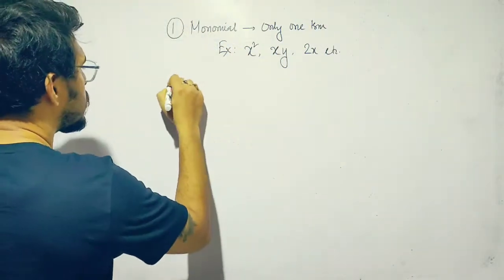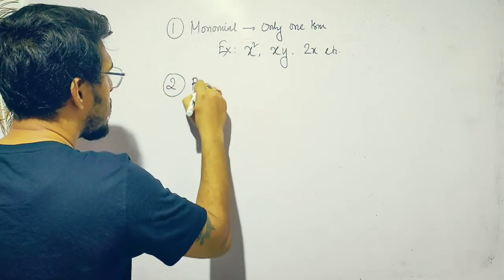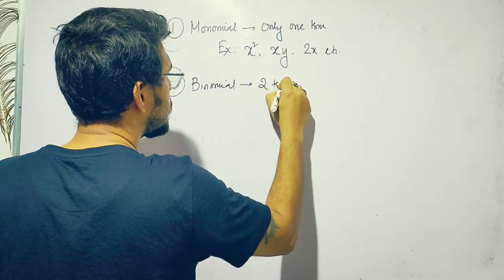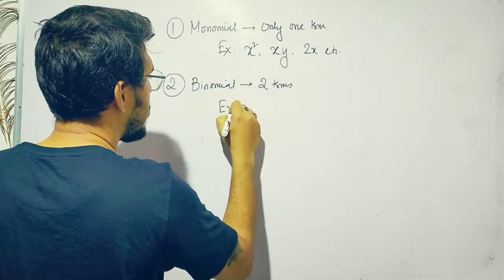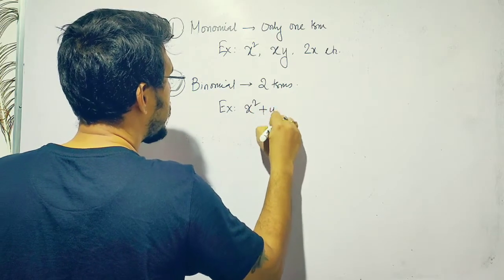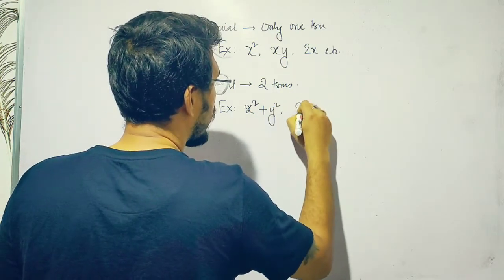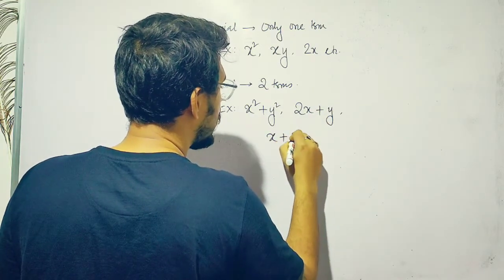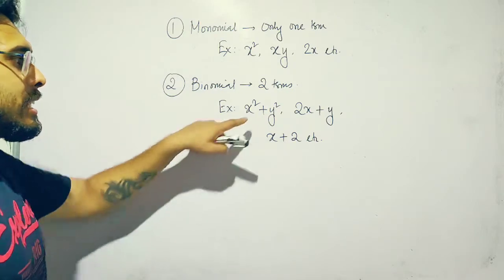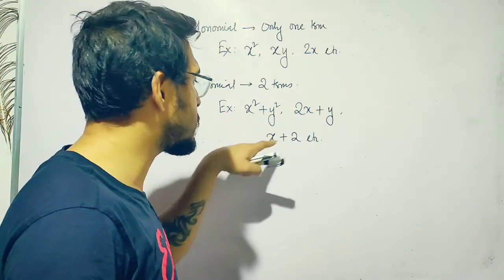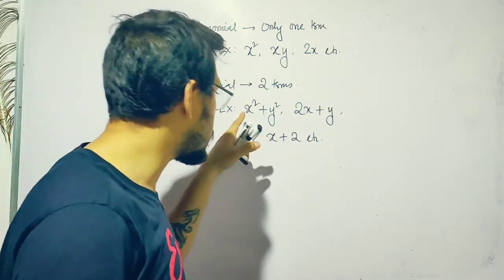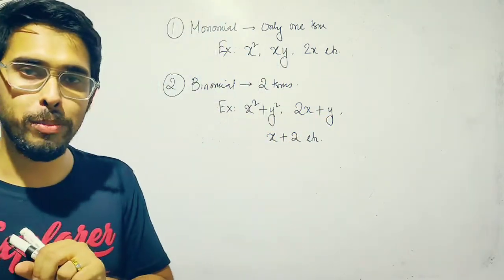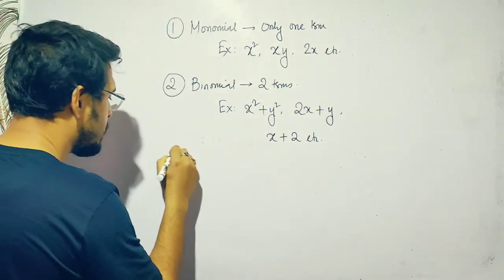Okay. Let us talk about binomial. So binomial means what? Two terms. So let us take an example. X squared plus y squared, for example, or 2x plus y, or x plus 2, etc. As you can see, there is a plus sign which is separating two terms. So we can calculate there are two terms, one term, two term, one term, two term, one term, two term. So these are binomials. Third is trinomial.